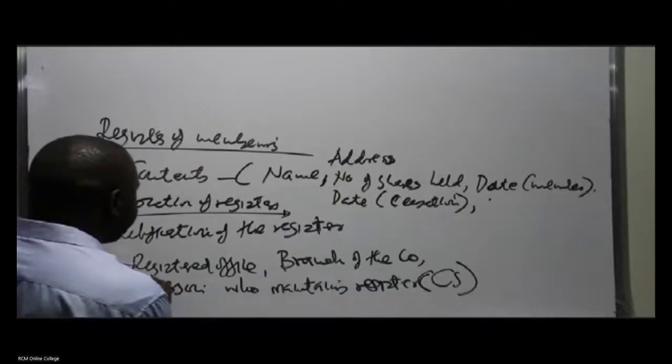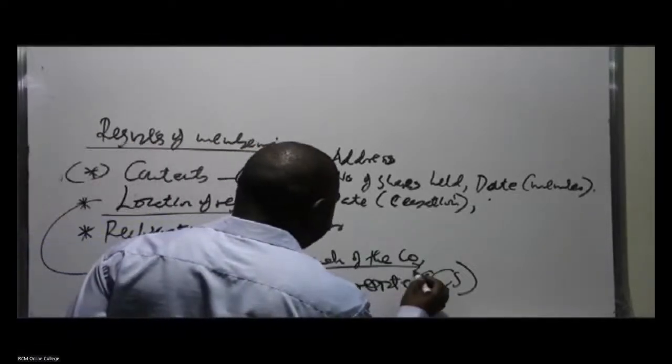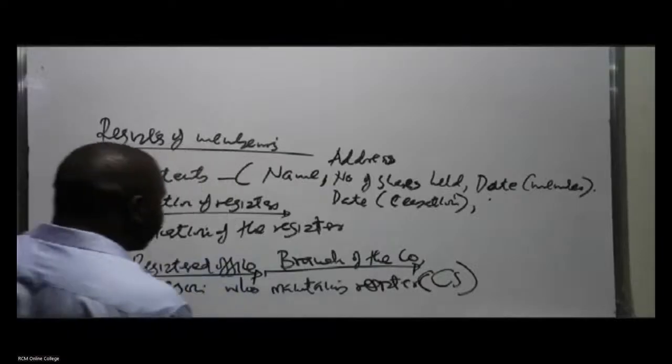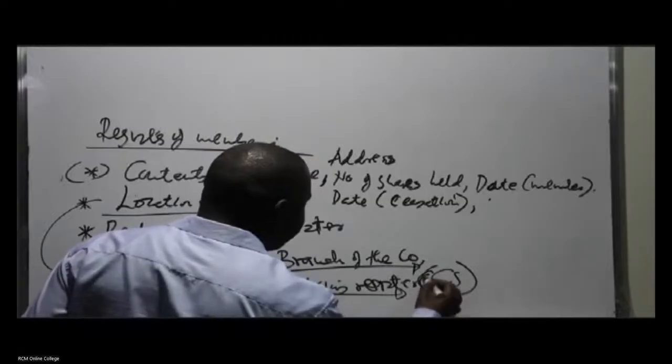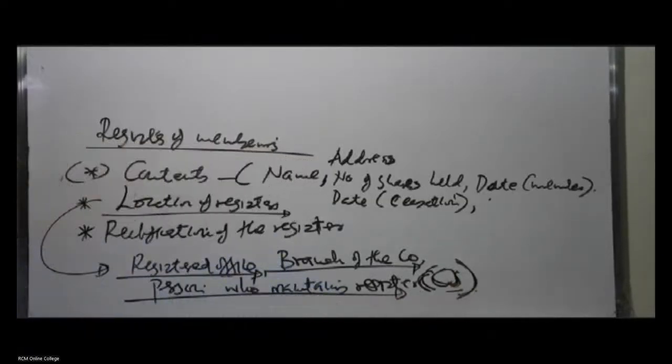So these are the locations where the register can be kept. At the officially recognized registered office of the company, at any branch of the company, if it has a branch, or at the office of the person who maintains the register of the company. Obviously, we are alluding to the company secretary, because that is one of the key roles of a company secretary. So maybe you would have outsourced the functions of a company secretary, so it can still be maintained at his office.